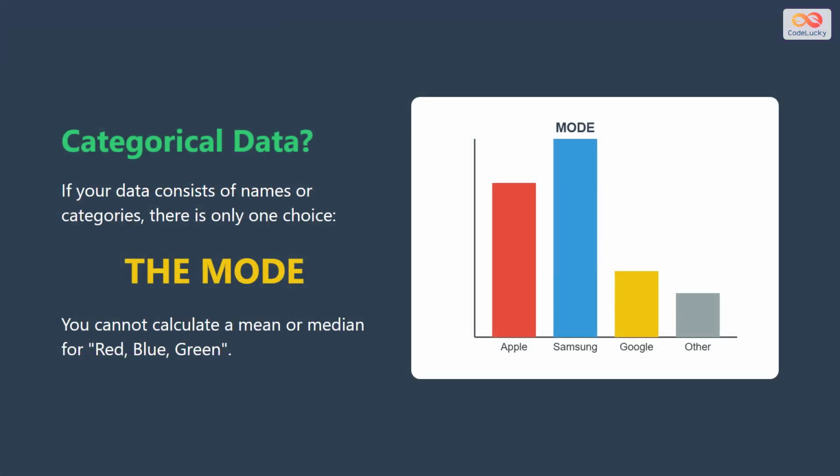If your data is categorical, your choice is easy because you only have one option, the mode. You cannot calculate an average color or a median brand. The mode tells you which category is the most popular, and that is the only measure of center available for this type of data.